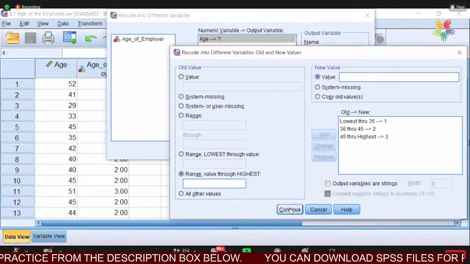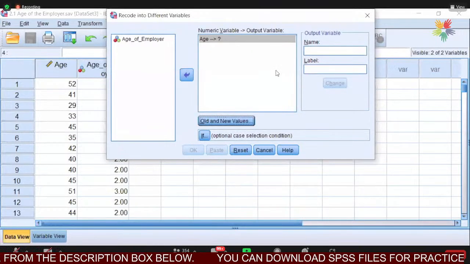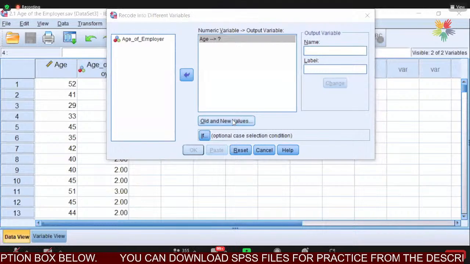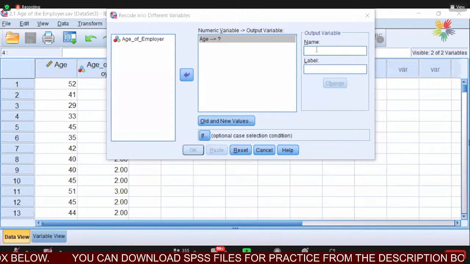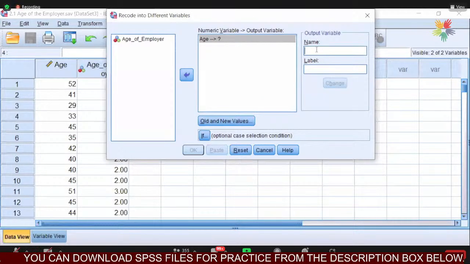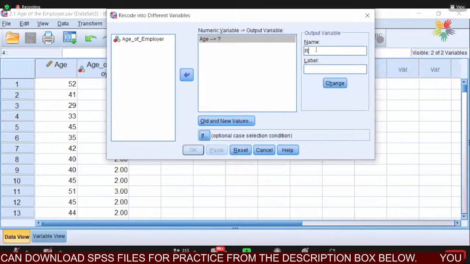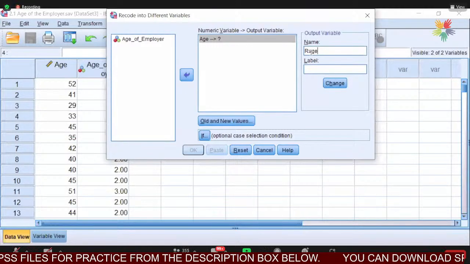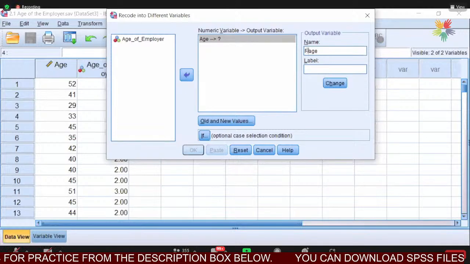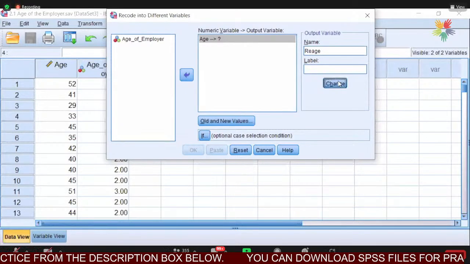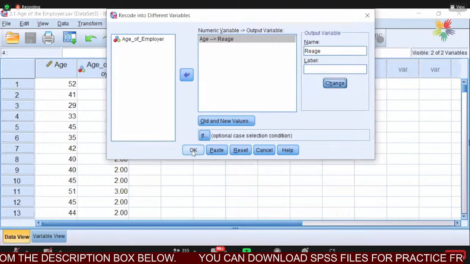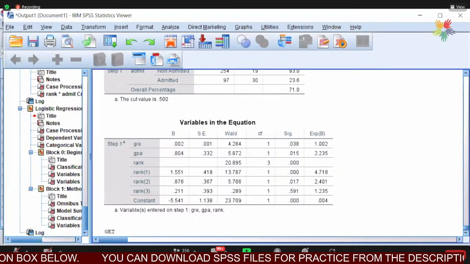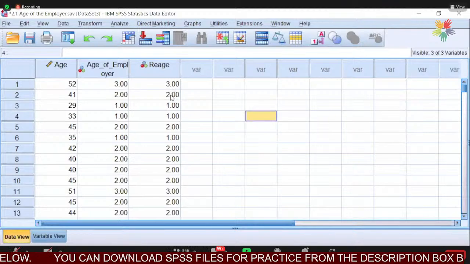Okay. So now if I add here, the value will not come, because I have created a new name and not given a new value. So let me give a new name, say re-age, some new name. So re-age, change. Then okay will come. Now you can see here, in this one, a new variable is created.